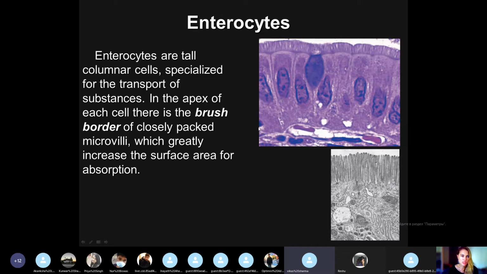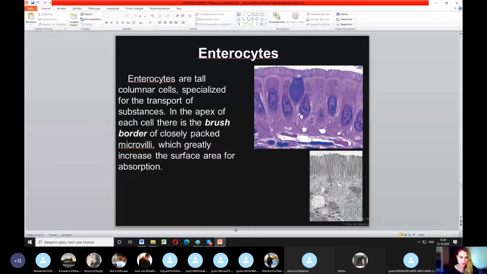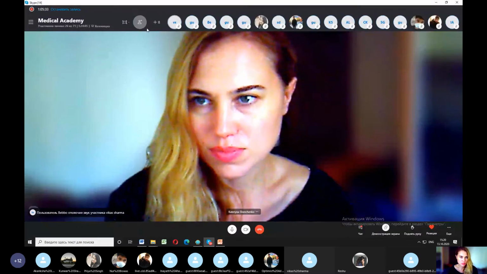So the enterocytes, as we mentioned before, the most numerous cells. I'm sorry, guys. There's some.